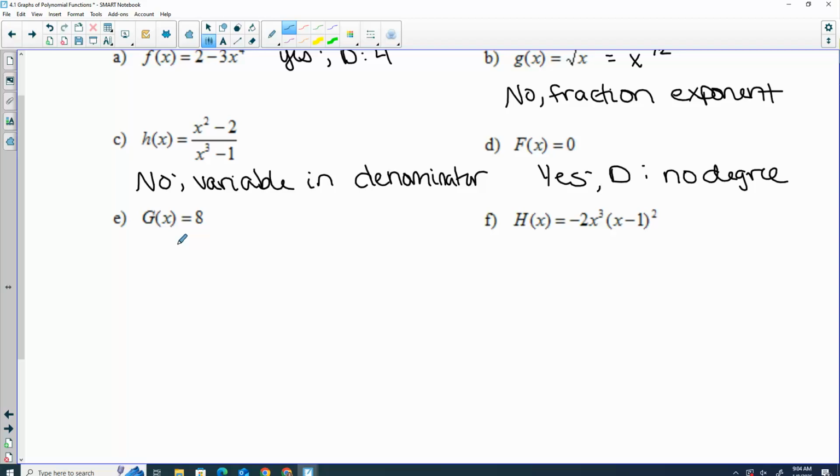G of x equals 8. Do we have any fraction or negative exponents? No, so it's a polynomial. Our degree. Is 8 the same thing as 8x? No. What power does that x have to go away?